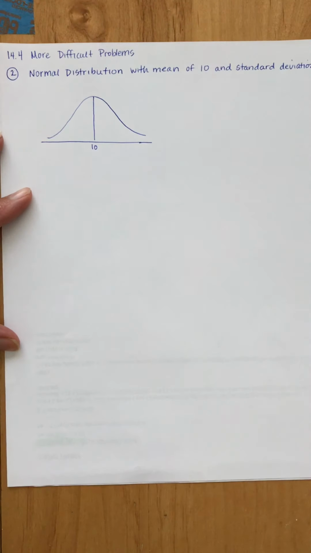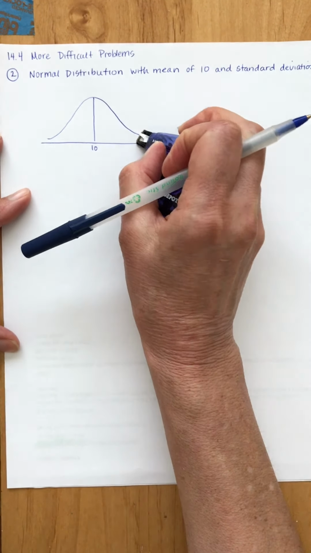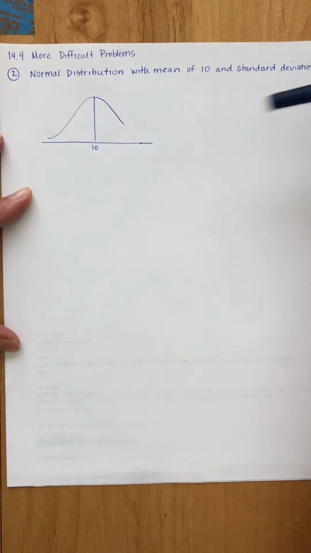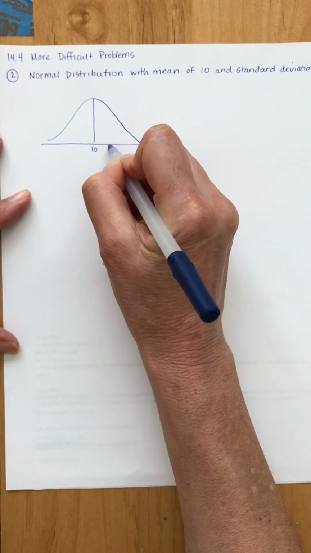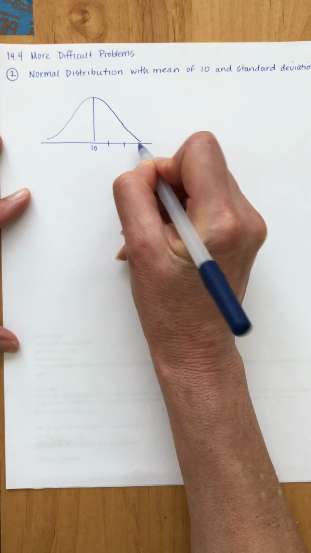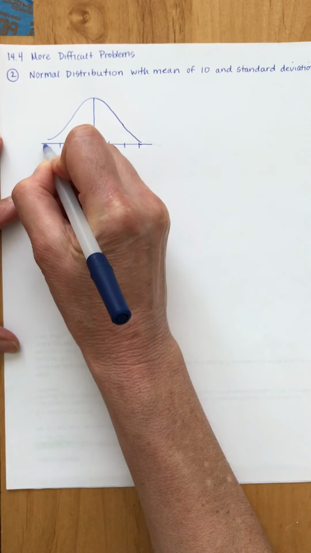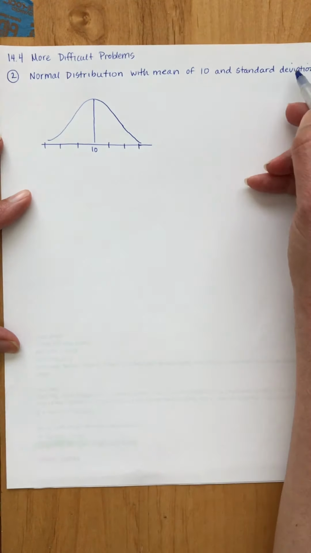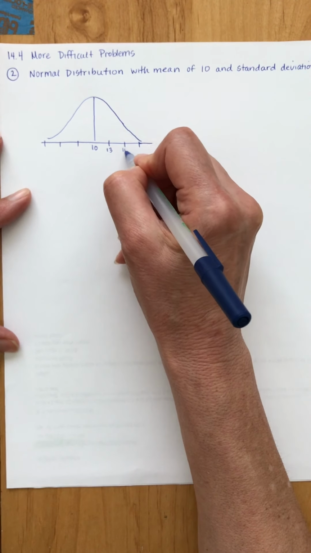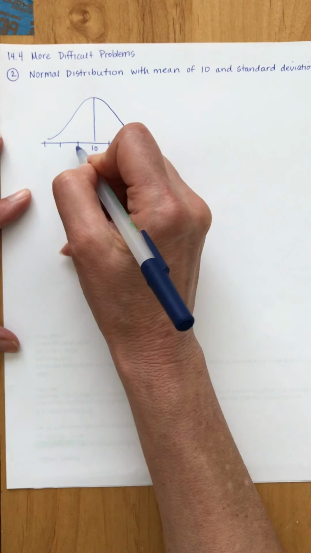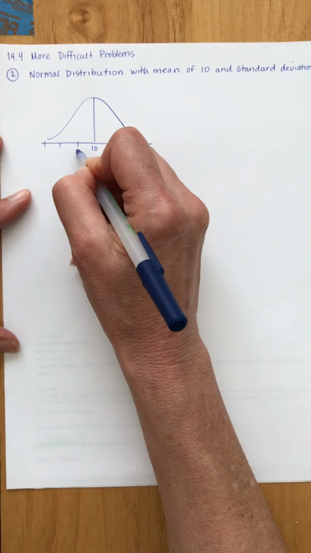So I really haven't drawn this very well. Let me kind of fix this a little bit. I went too far. Okay, so let's go 1, 2, 3, 1, 2, 3. Okay, so we move in terms of standard deviations. So we have 13, 16, 19. I'm just adding 3. Now I'm going to subtract going this way.